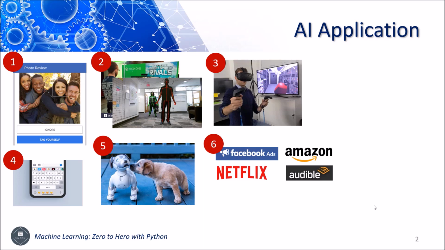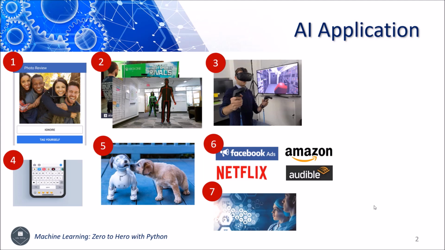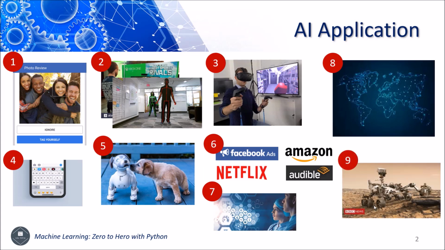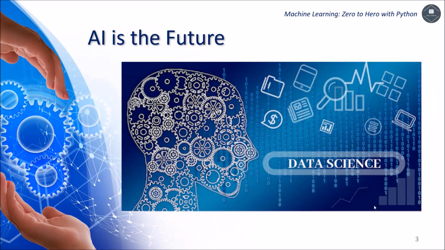Alright, so Facebook ads, they know you better than you know yourself. Amazon, Netflix, Audible all use machine learning for their recommender systems. Machine learning is used in medicine. I personally know a data scientist who uses machine learning to save lives of people on a daily basis. Machine learning is used in space to recognize certain areas of the world through maps, and also to explore new territories such as Mars. Right, so that's just 9 examples of how machine learning is used in real life. Okay, then we move on to the next page.